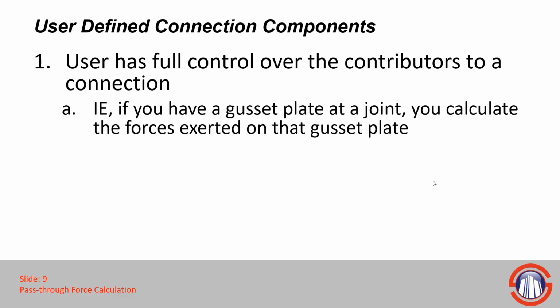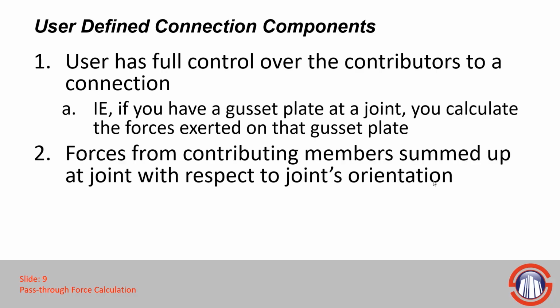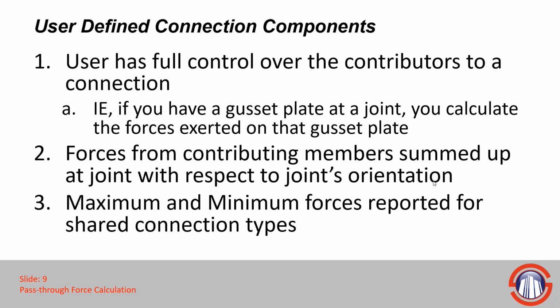The method that we talked about right now gives you full control over which members are contributing to the connection. So if you had a gusset plate at a specific joint, you could calculate the forces exerted on that gusset plate by just telling S-frame which member pass IDs belong to that particular connection. And again, the forces contributing to those members are summed up at a joint with respect to that joint's orientation. And we can look at the maximum and minimum forces for those shared connection types, considering different types of loading and different joints where those same connection types may occur.